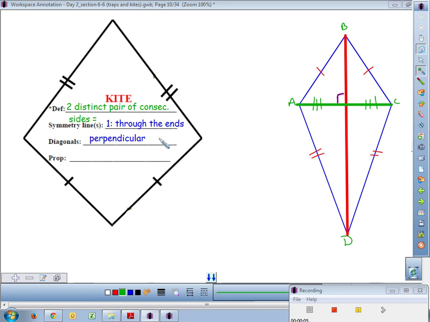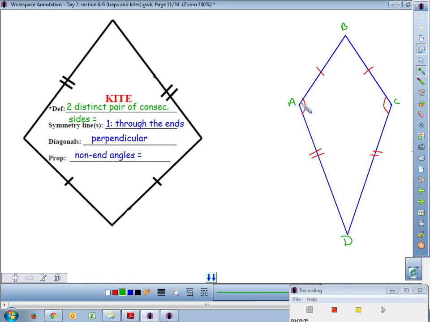And that's one of the big keys to how we're going to do a lot of these homework problems: symmetry lines and diagonals. And then the property that we'll write down for a kite is that the non-end angles are equal. And hopefully that makes sense. If there's a symmetry line right here, the measure of this angle should be the same as the measure of that angle. So the non-end angles are equal in a kite.